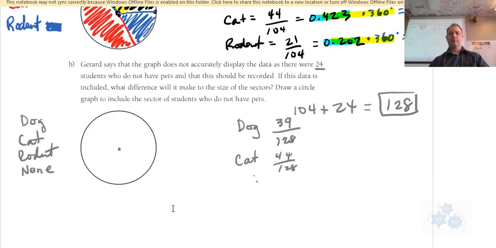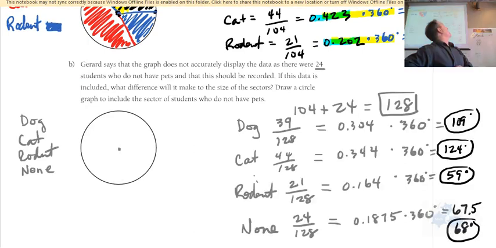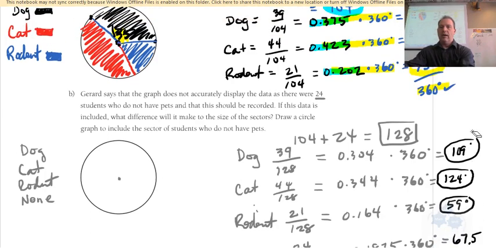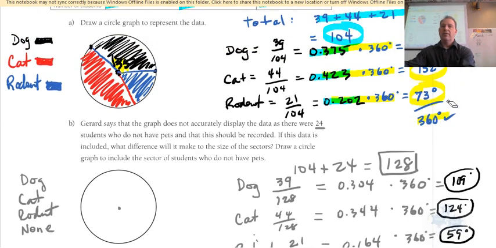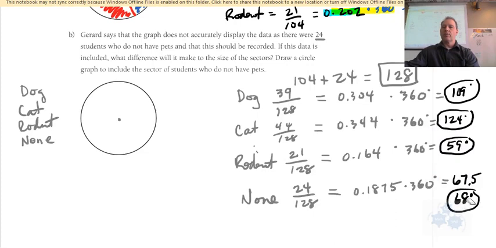Okay, so what you guys should notice here is that the size of each section now has gone down, right? The dog used to be 135 degrees, now it's only 109. The cat used to be 159 degrees, now it's only 124, and so on. And why is that? Because we had to make room for the none section. Okay? So you go ahead and do the new sections and complete your pie chart.